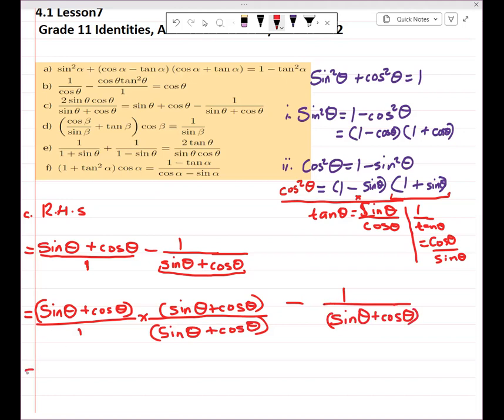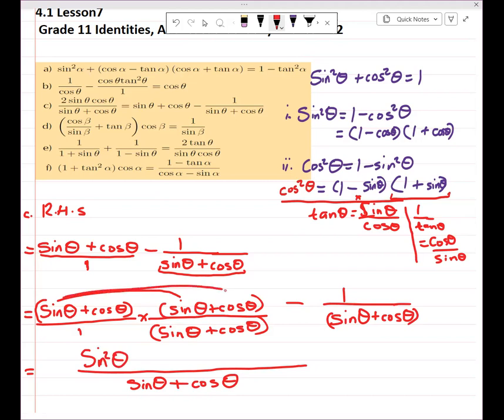Right. And then now my LCD is going to be common, which is sine theta plus cos theta, right? And then here I need to FOIL these two brackets. This times that gives me sine squared theta. This times that will give me sine theta cos theta, and this one will also give me sine theta cos theta. So at the end here, I'm going to have 2 sine theta cos theta.